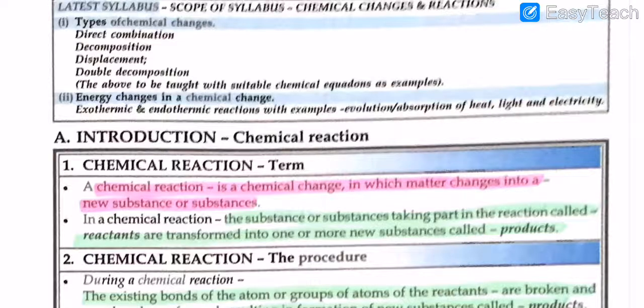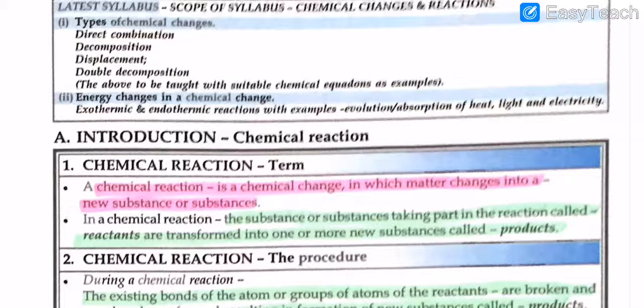A chemical reaction is a chemical change in which matter changes into a new substance or substances, which actually, if you break this definition down, it makes complete sense. So like always, let's try to break this definition down. First four words: a chemical reaction is a chemical change. Of course, it's a chemical change.